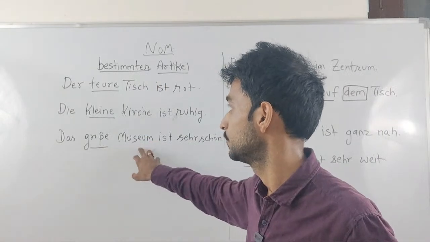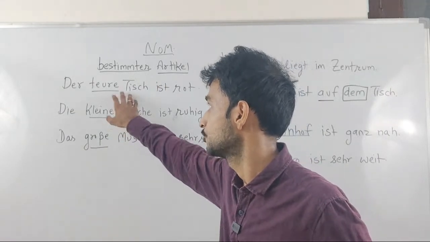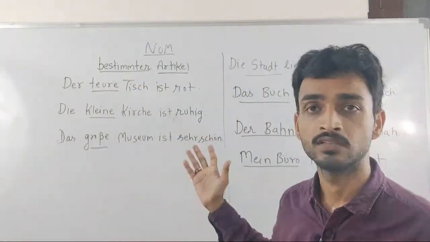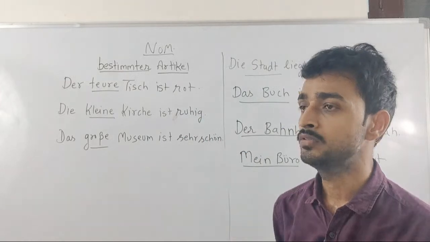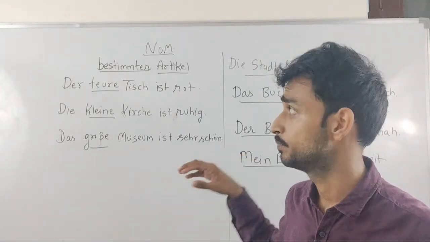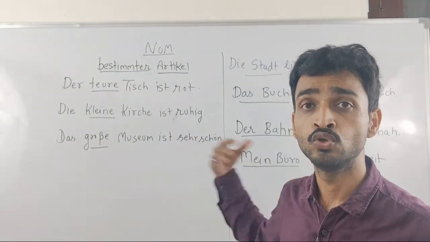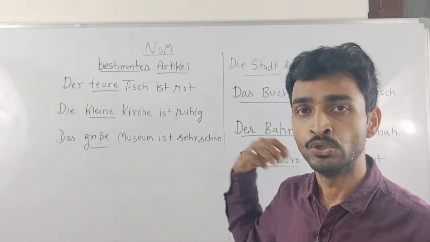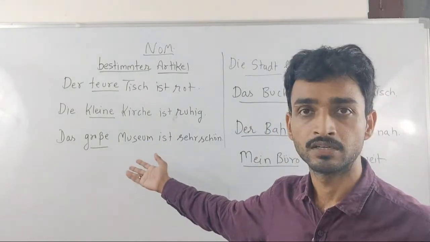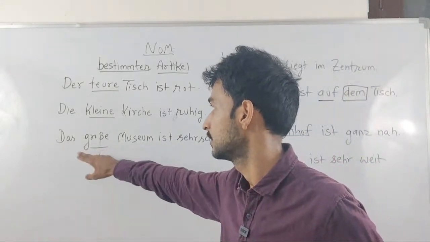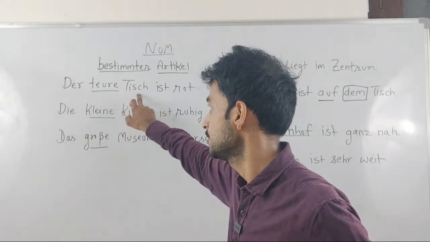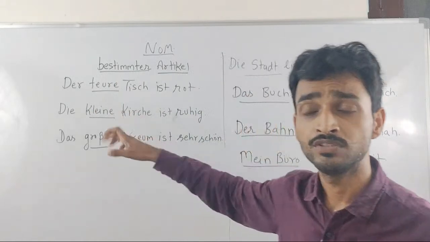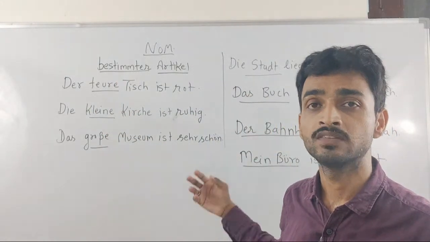The big museum, the small church, the expensive table. The bestimmter Artikel means the. Die, der, das. It all means the. When we talk about any specific thing, it is known to us. Das ist uns bekannt. That is known to me. So definite article. Article of museum is das. Kirche, die. Tisch, der. And the adjective ending is always an ending. So we are learning adjective endings as well as nominative case.